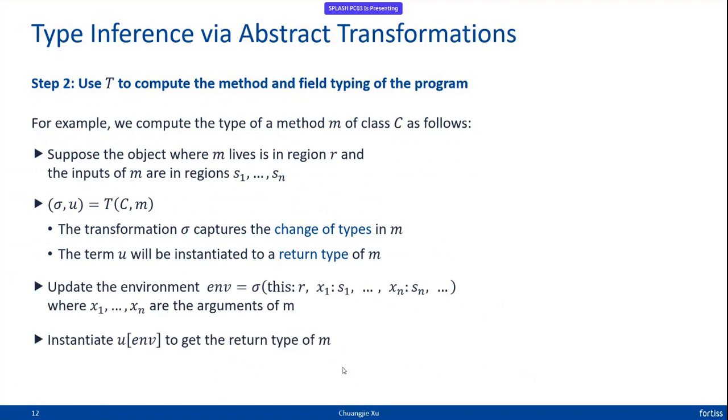And then after that, now we can form a context. These regions here give us the initial context, together with the field typing. We also get the types of the fields. And then we simply use the sigma to update this environment. In this way, we get the updated environment. And then from this updated environment, we can use it to instantiate the term representing the possible return type of the method. And in this way, we get the final return type of the method.